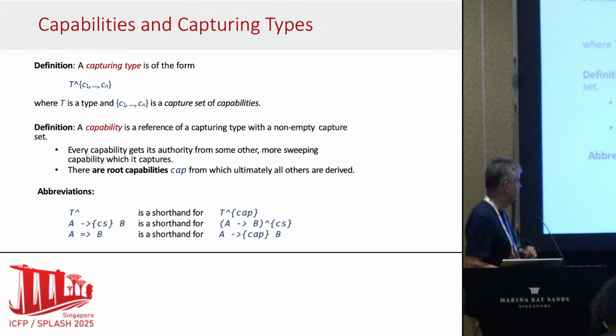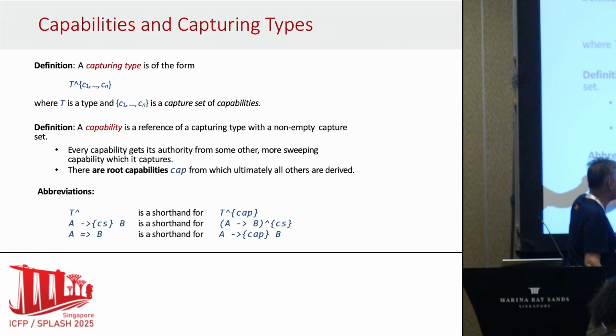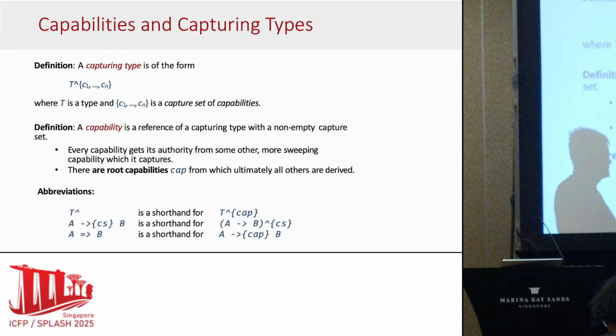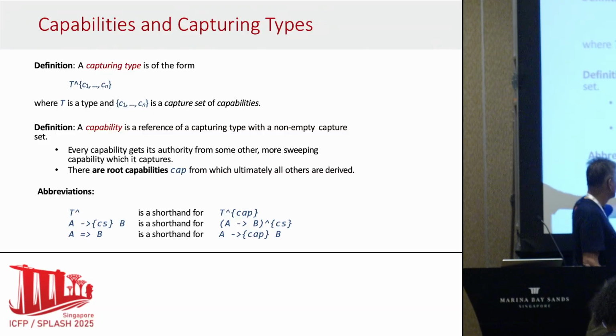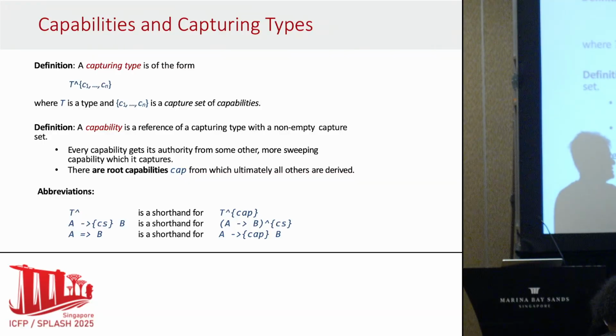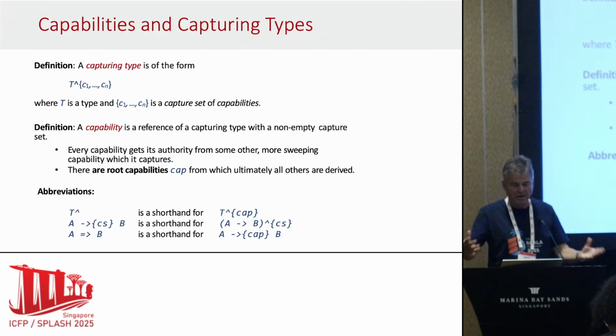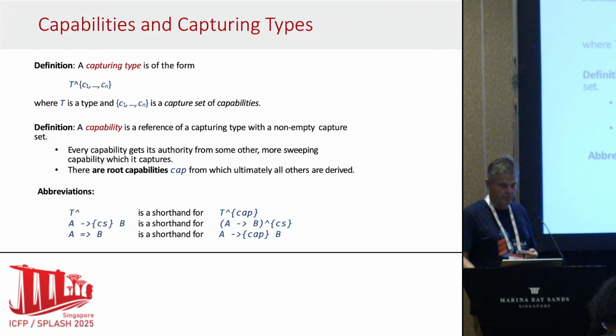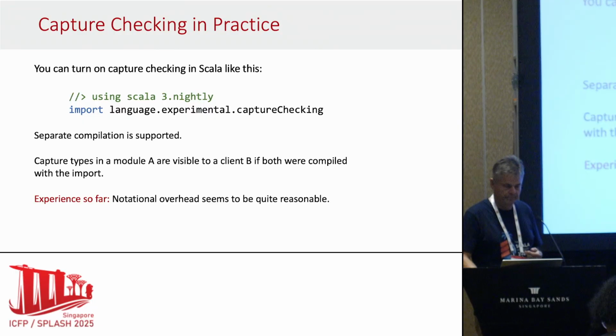So there are abbreviations. When we write this ski hat, that's really just saying ski with hat in the capture set. When we write a function arrow followed by a capture set, that's really the normal function arrow with the capture set at the end. And when we write the double arrow, it's really the arrow with an unknown capture. So the double arrow means it's a function that captures an arbitrary unknown capability.